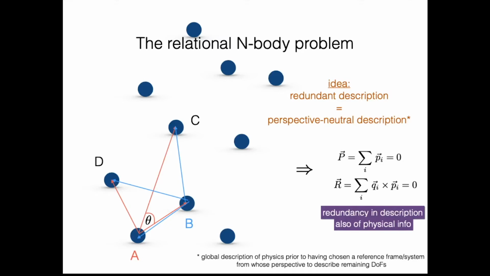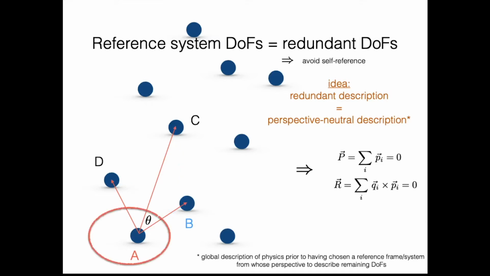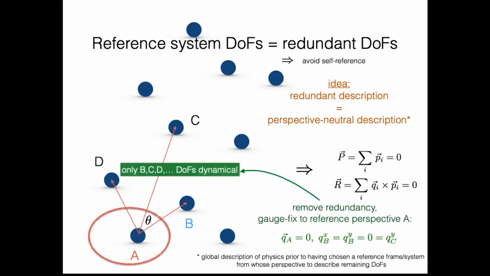And now, if we want to go to a particular perspective of a reference system, here we can just pick, let's say, particle A, and now we want to describe all the remaining particles from the perspective of A. We can do that. That amounts actually to a gauge fixing. So what I want to say here is that we always interpret the choice of the redundant degrees of freedom as being the reference degrees of freedom. And why is that? Because we don't want to describe the reference frame relative to itself, to avoid the self-reference problem. Okay, so fixing to a perspective here is like choosing a gauge.